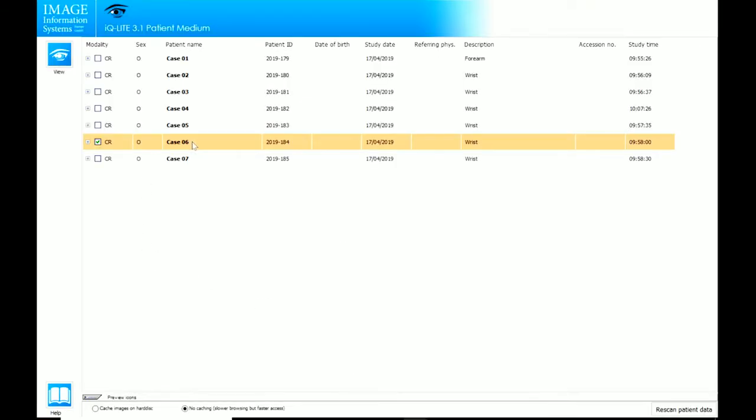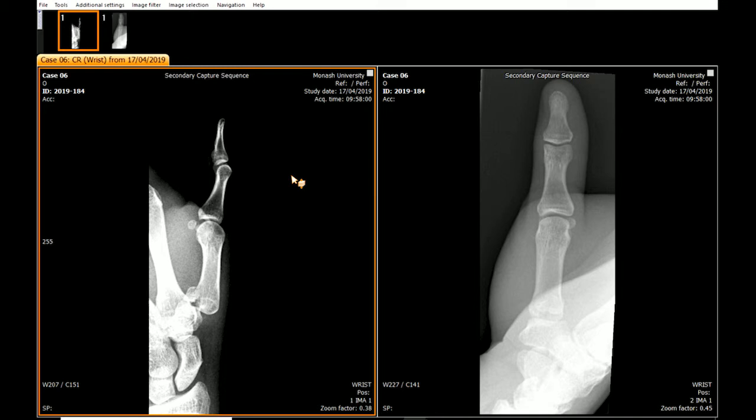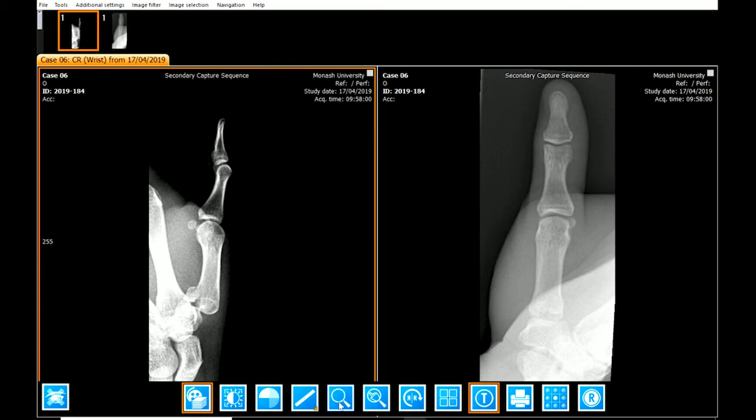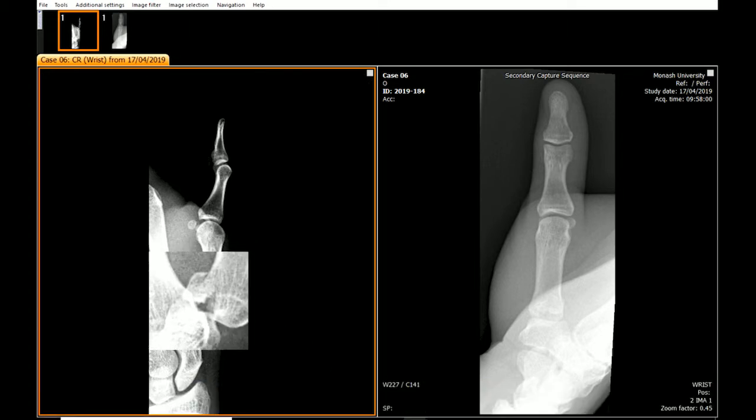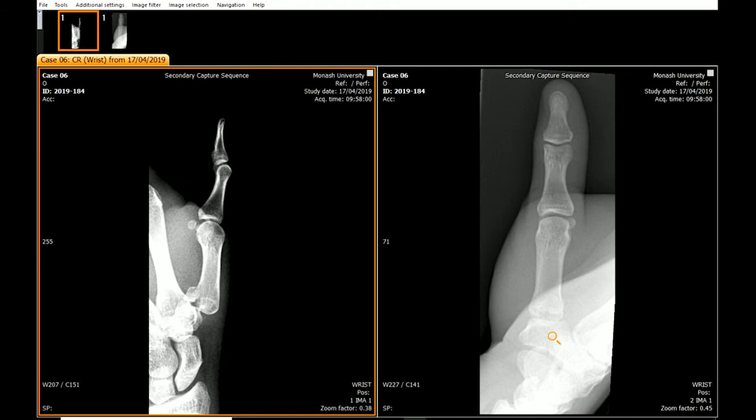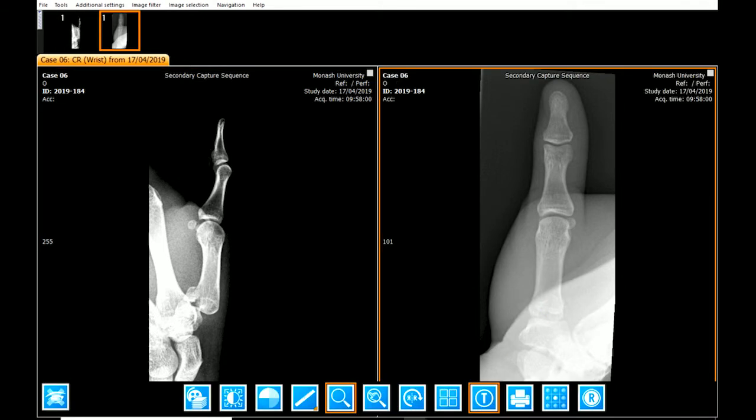So case 6 was part of a wrist that was x-rayed, and then additional views were taken of the thumb. So the clinical indications were that there is an injury to the base of the thumb. And if we look at this case, we can see that at the base there is an intra-articular fracture. It's a two-part fracture, which makes it a Bennett's fracture, and there is no dislocation.